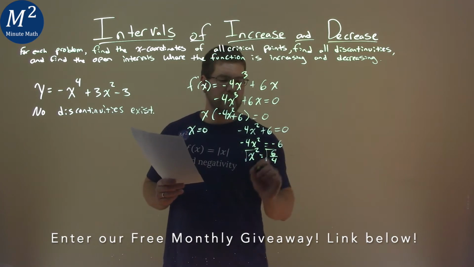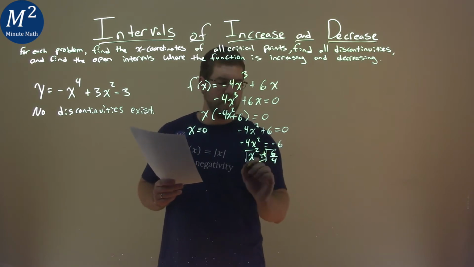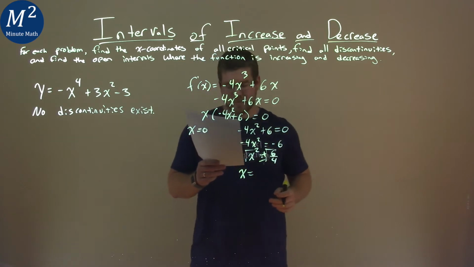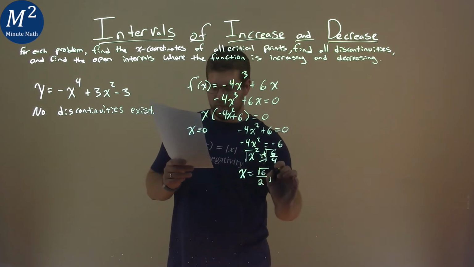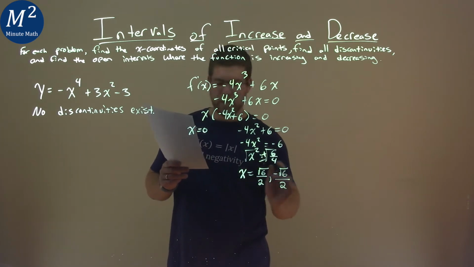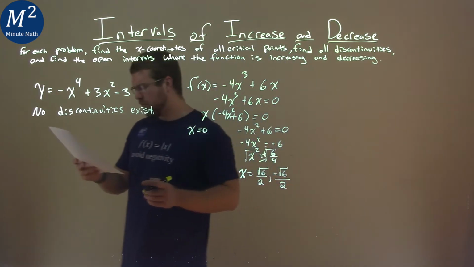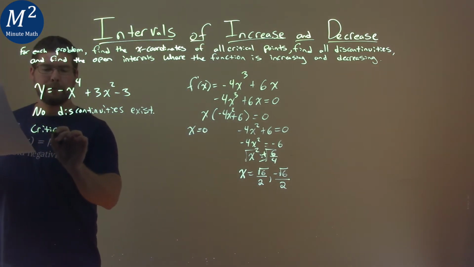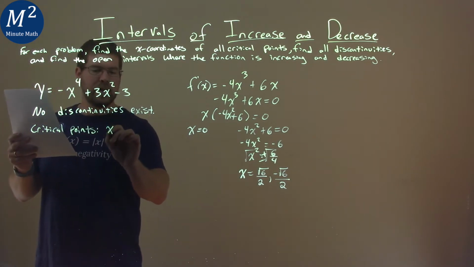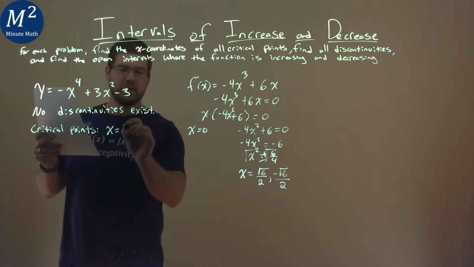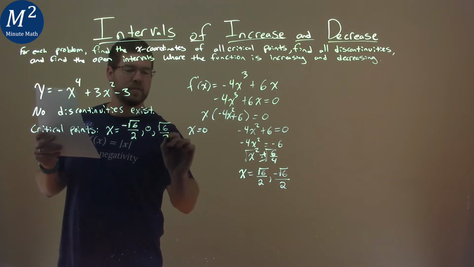I take the square root of both sides here. Make sure it's plus and minus. So we have x equals the square root of 6/4, plus or minus, which comes out to be the square root of 6 over 2, and negative square root of 6 over 2. That's your plus and minus here. Okay, so we actually have three values, three critical points here. Our critical points are at x equals, let's go in order from least to greatest, negative square root of 6 over 2, 0, and square root of 6 over 2.